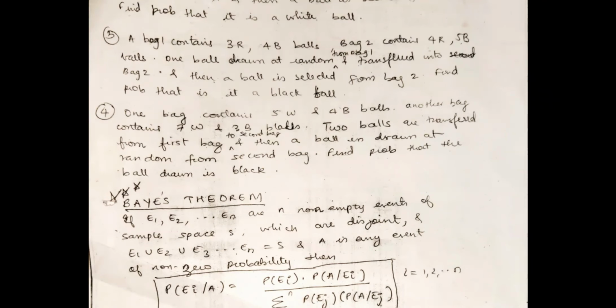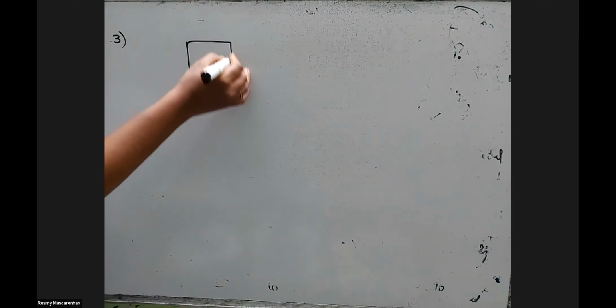So bag 1 has 3 red and 4 black, whereas bag 2 has 4 red and 5 black balls. So 1 is transferred, same thing. The whole thing remains the same concept. So I just frame and give you all, I can just multiply. You just have to basically draw the diagram.